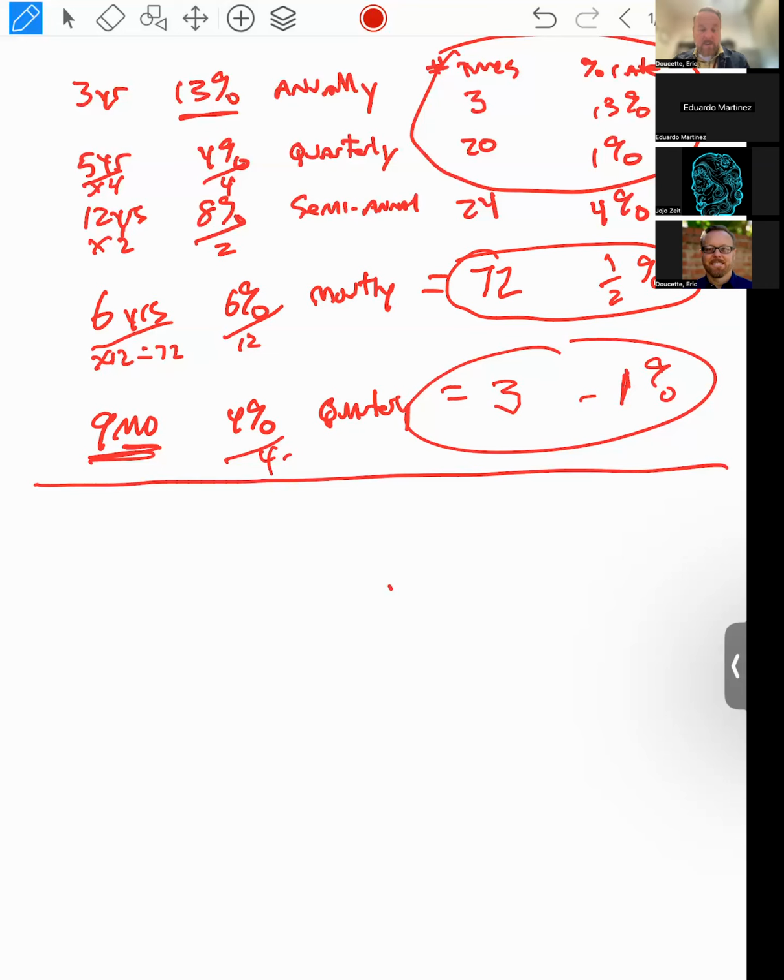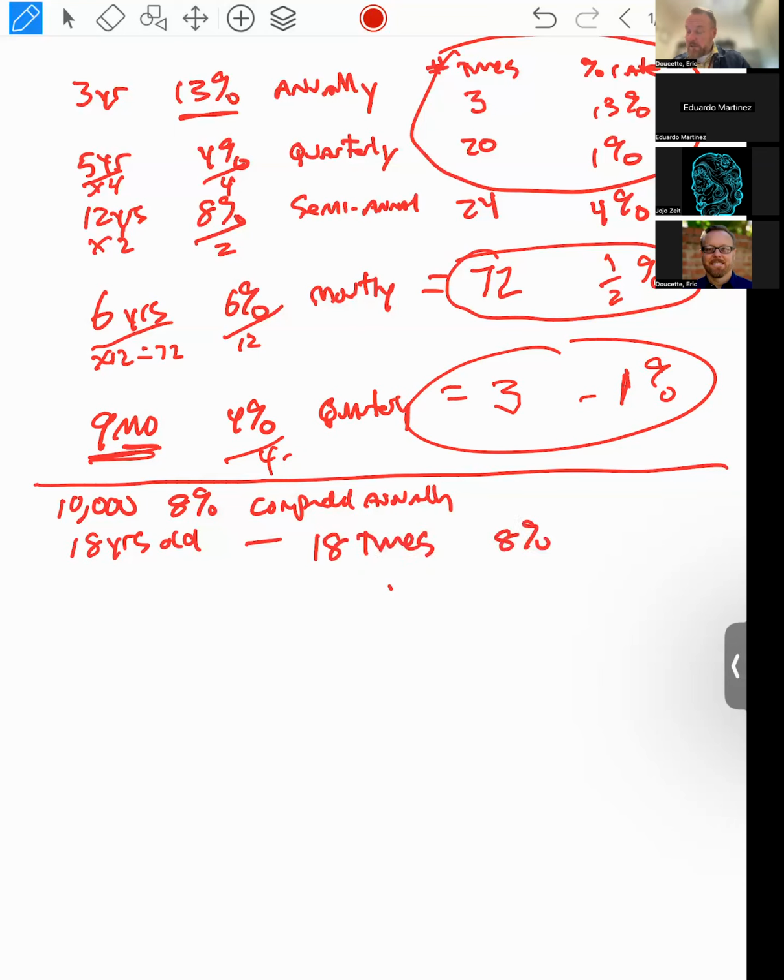It says, as a savings plan for college, when their son Bob was born, the Wilburs deposited $10,000 in an account paying 8% interest compounded annually. And it's asking you, what will it be worth when he's 18 years old? So that means it's going to go for 18 years, right? So pretty simple. It's going to be compounded 18 times. And it's going to be at 8% because it's done annually, right?